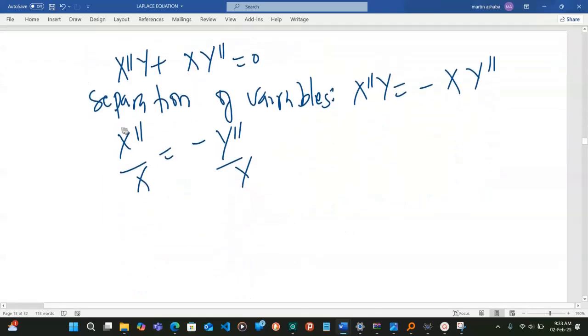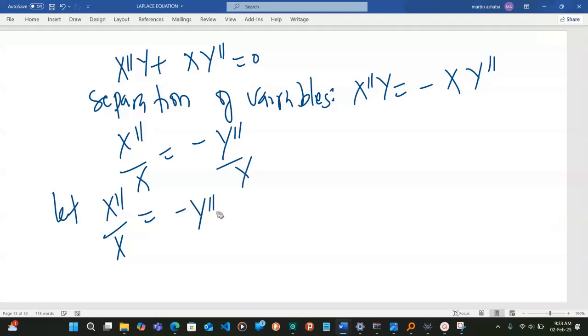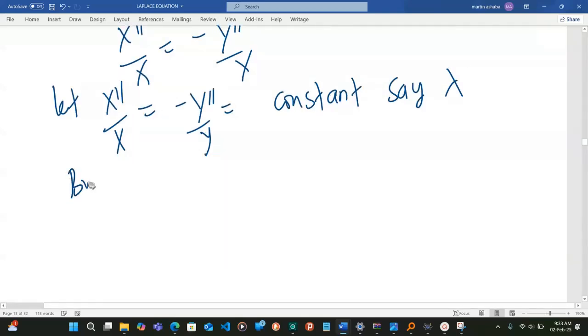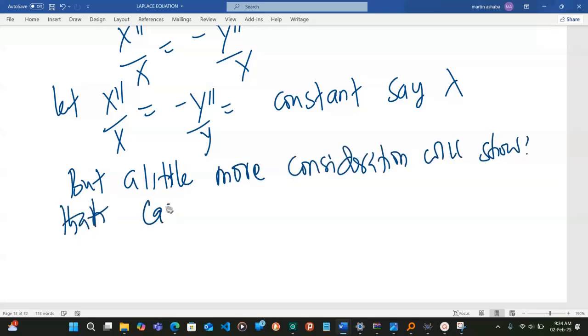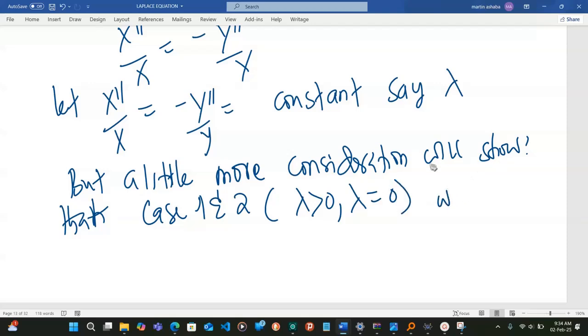So now I'm going to let X double prime by X equal to negative Y double prime by Y equal to a constant, say, lambda. But a little more consideration will show that case 1 and case 2, which involve lambda greater than 0 and lambda equal to 0, will not yield a desirable solution.